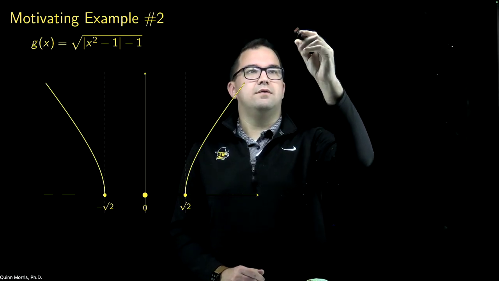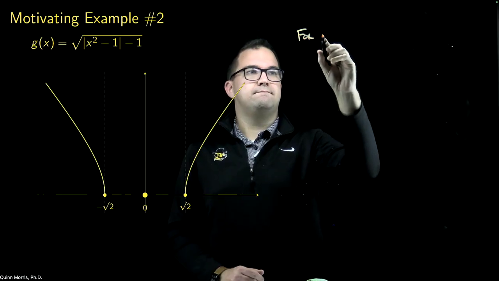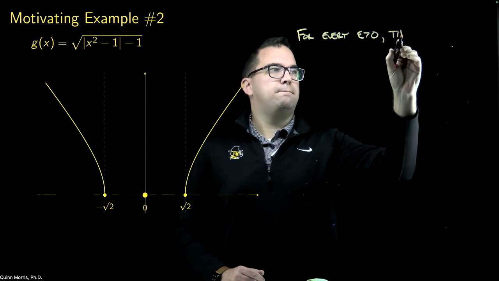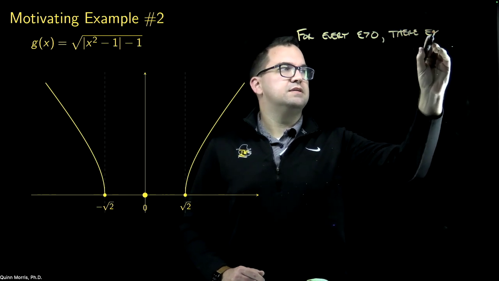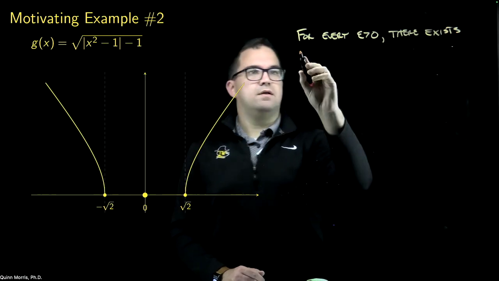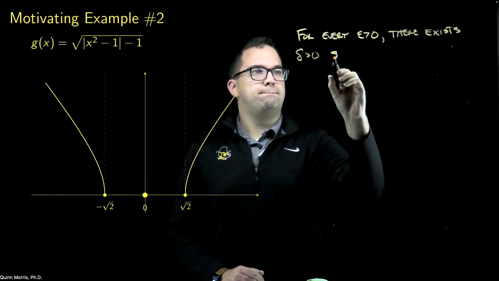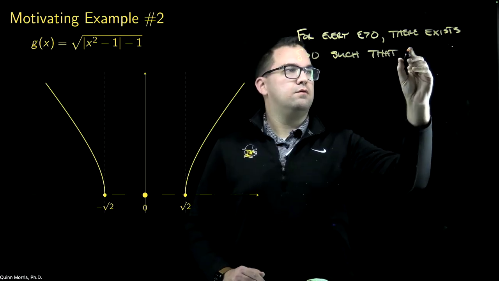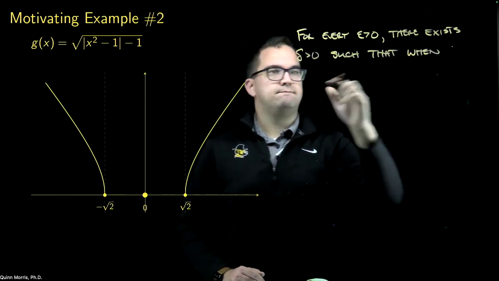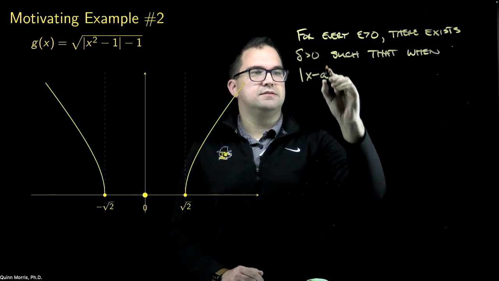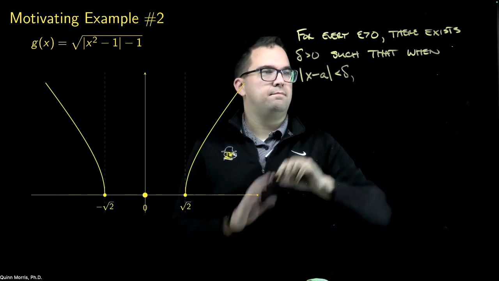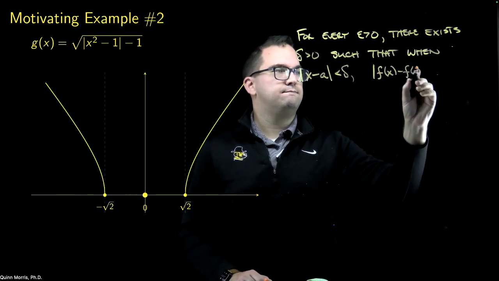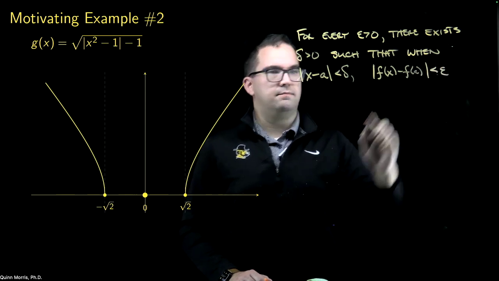you say something like: for every epsilon greater than 0, there exists a delta greater than 0 such that whenever |x minus a| is less than delta, |f(x) minus f(a)| is less than epsilon.